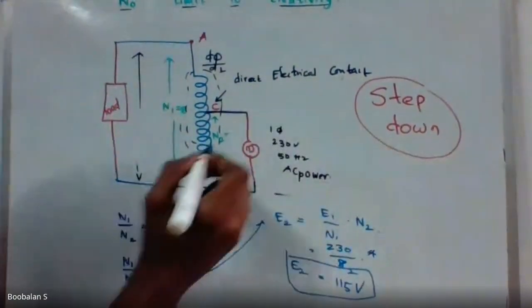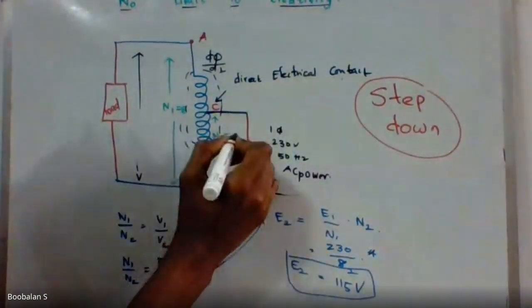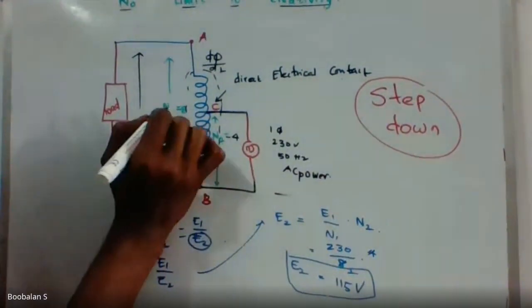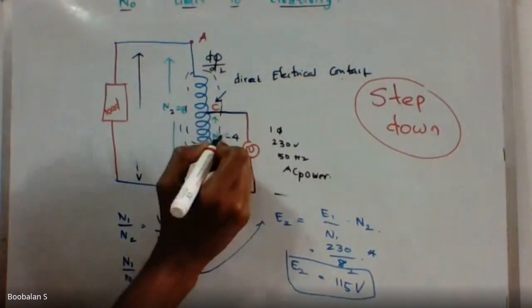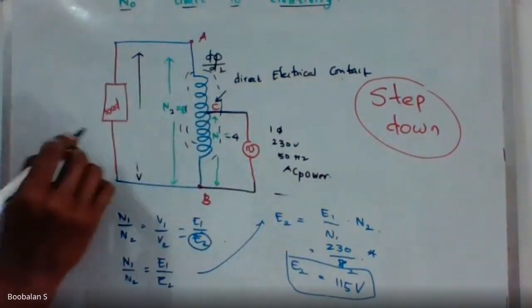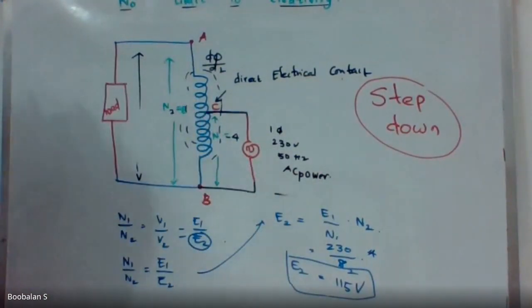Now N2 is 4, N1 is now 8, so N2 is now 8. See, because I'm giving input on this side, it will now become N1. I'm just getting a load here. That's why it's called N2. So I'm not changing anything, only the notation I change, right? Let's see now.